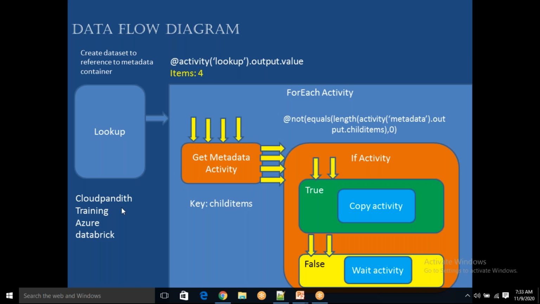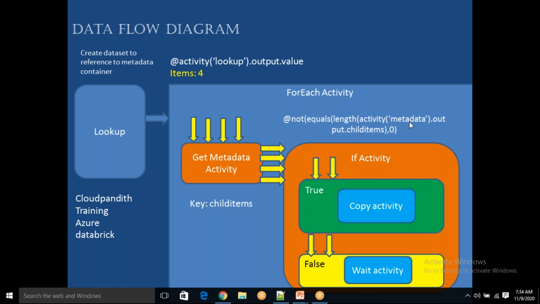Now let's imagine the Cloud Pandit folder has some files. All that file list you will get in terms of an array, an array of items. Now all those items you will pass to the if activity. Here I am going to check by taking the length of that array. If we have 2 files, it will return length 2. If we have 1 file, it will return 1. If we have 5 files, it will return 5.